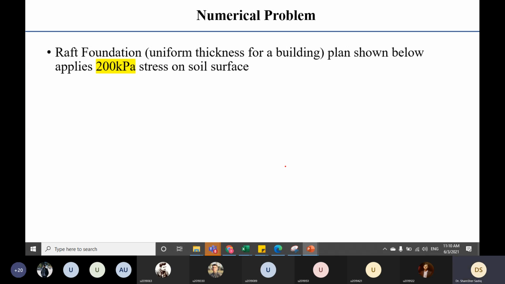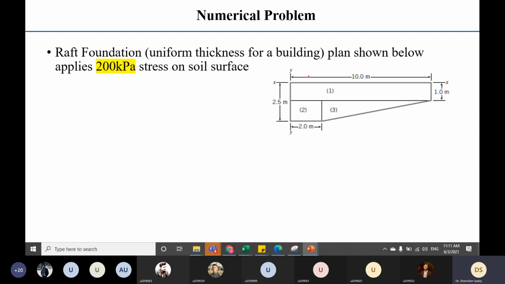Suppose there is a raft foundation which has uniform thickness for the building, and the applied uniform load, or the intensity, or the load per unit area, is 200 kPa. This is the shape of the raft, which is 10 meters long. Then on one end it is 1 meter, on another end this is 2.5, this is 2. So you can see one rectangle, two rectangles, three rectangles.